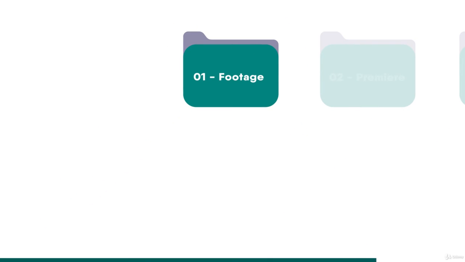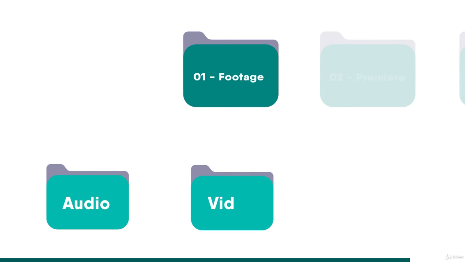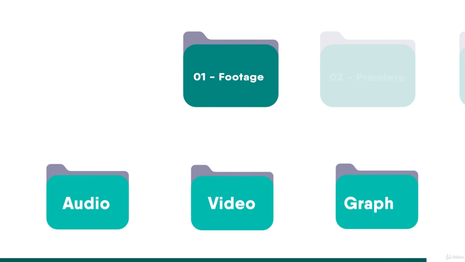Within the footage map, try creating another submap. One for audio, one for video, and one for graphics or photos. That's it. Let's go on to the next subject.